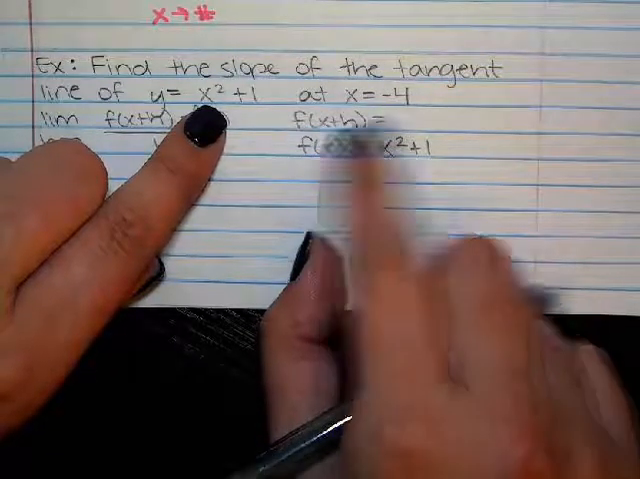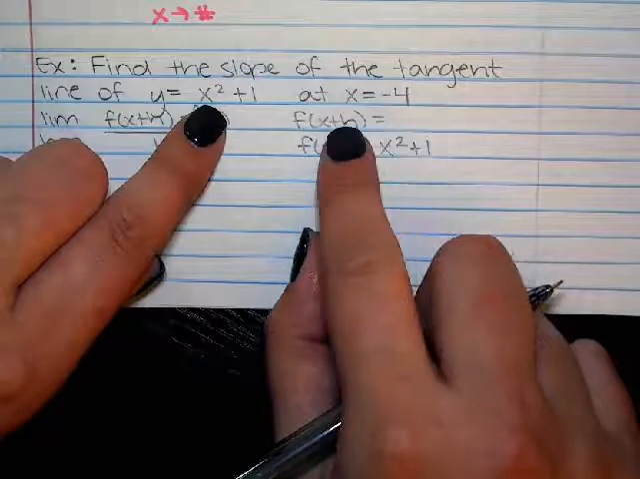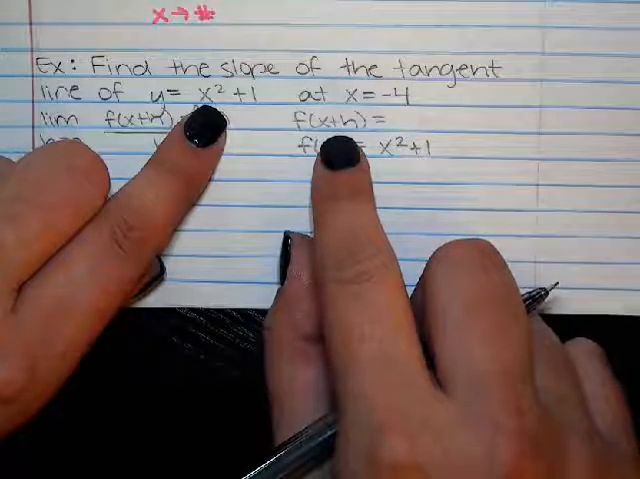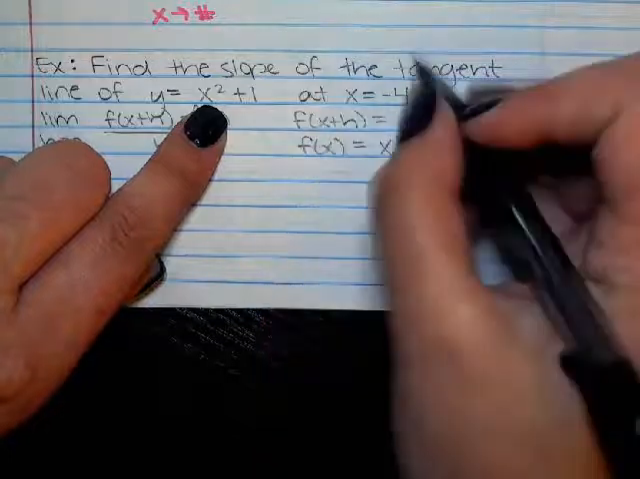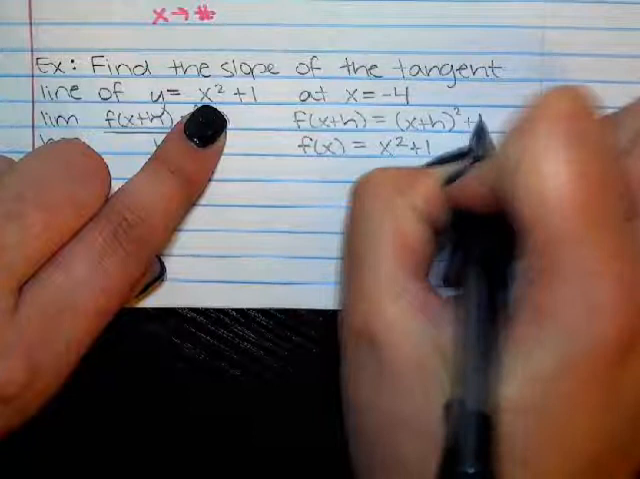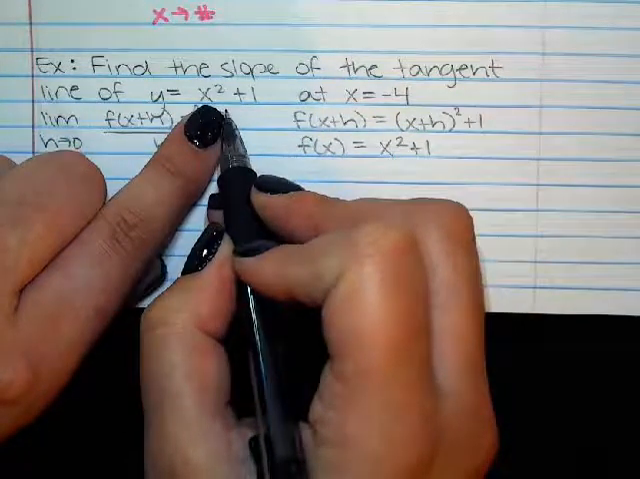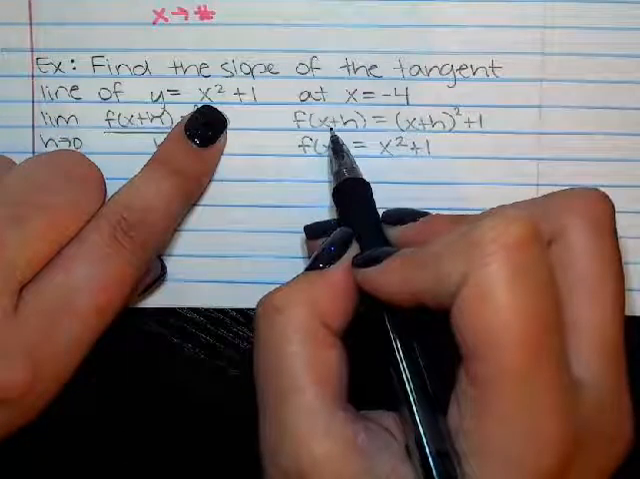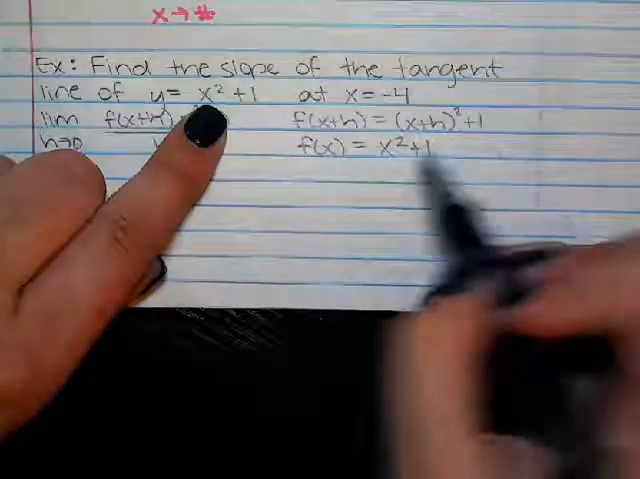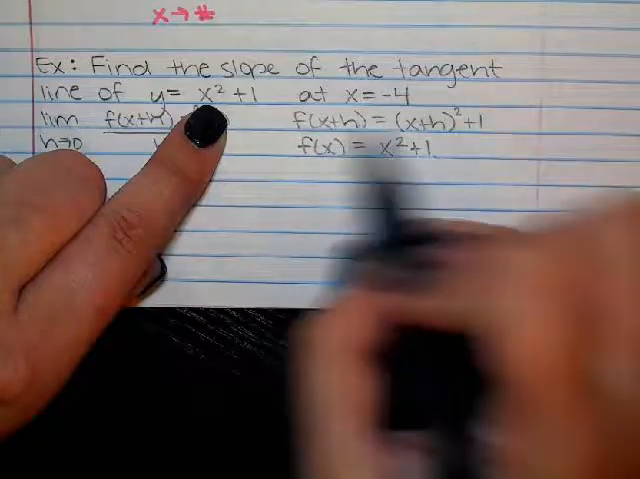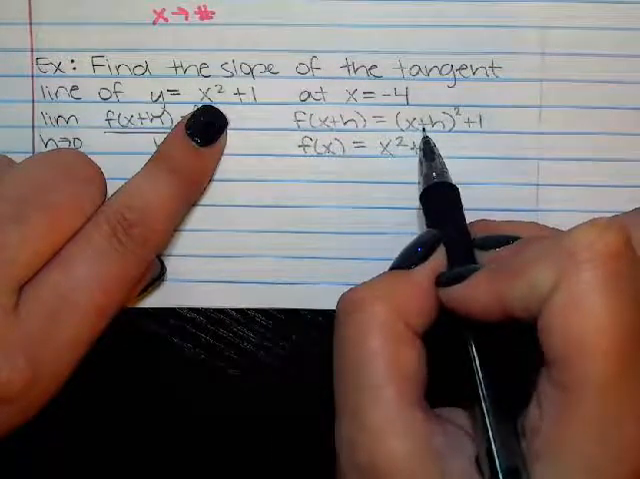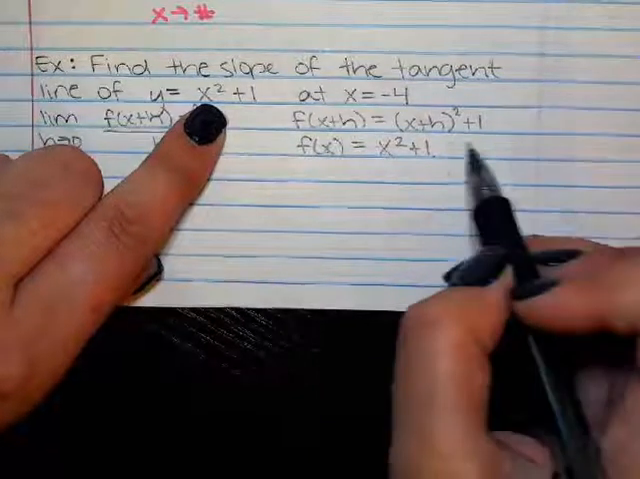Doesn't have anything to do with the -4. F of x plus h, what does that notation mean? X plus h squared plus 1. So it means take the function, plug in x plus h for the x, and then write the rest of the equation out. So f of x is just the function, f of x plus h is the function with the x replaced with an x plus h. Is that comfortable? We can do that?